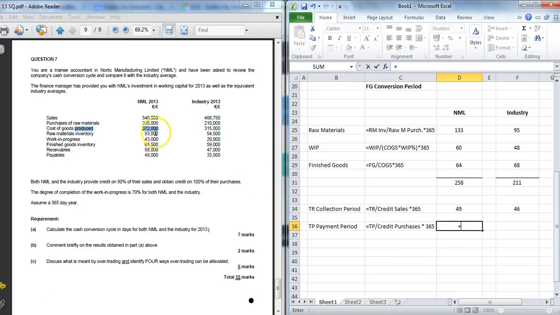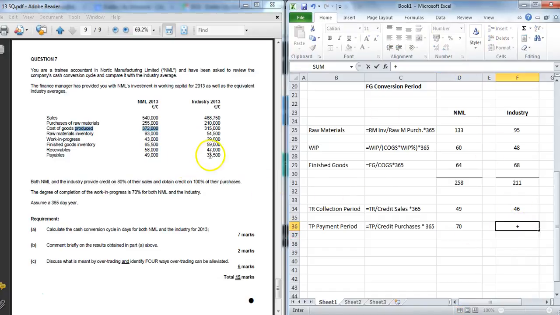So for NML, it will be trade payables is 49, purchases is 255 times 365. So on average, it's taking you 70 days to pay your suppliers. And again, remember here, the higher it is, the better you're at managing your cash flows. Because the longer credit you get from your suppliers, the better it is from a working capital management perspective. And the same for the industry.